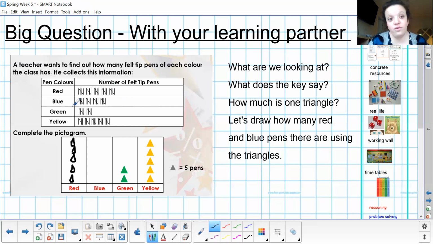Right, I want you now to draw how many triangles we're going to need to make the number of blue pens. So pause the screen, count how many blue pens we've got, how many triangles will that be? Off you go, pause the screen.